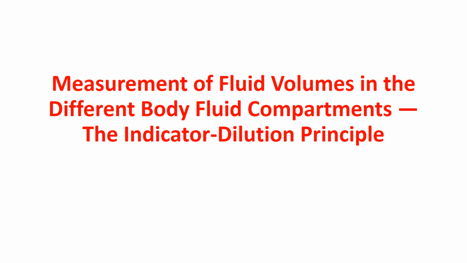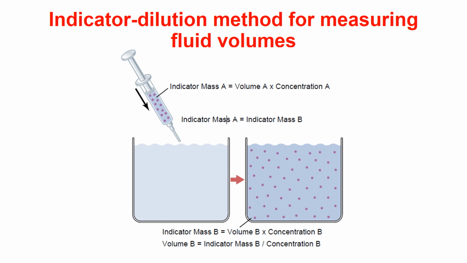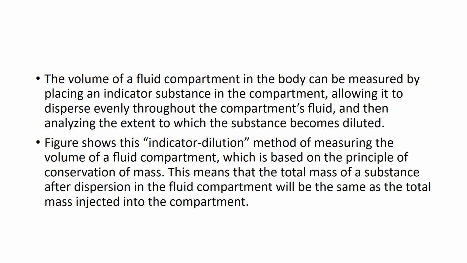The indicator dilution principle. The volume of a fluid compartment in the body can be measured by placing an indicator substance in the compartment, allowing it to disperse evenly throughout the compartment's fluid, and then analyzing the extent to which the substance becomes diluted. The figure shows this indicator dilution method, which is based on the principle of conservation of mass. This means that the total mass of a substance after dispersion in the fluid compartment will be the same as the total mass injected into the compartment. This slide can be stopped and read.